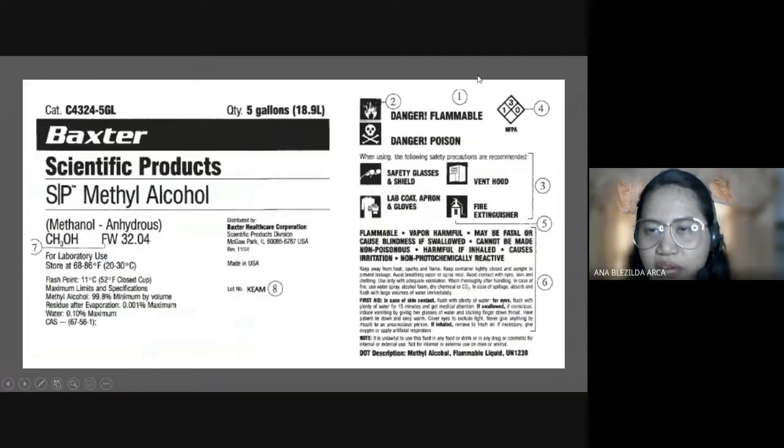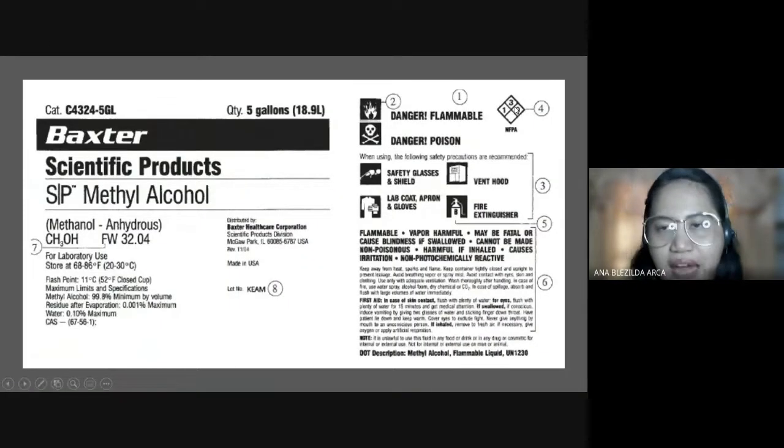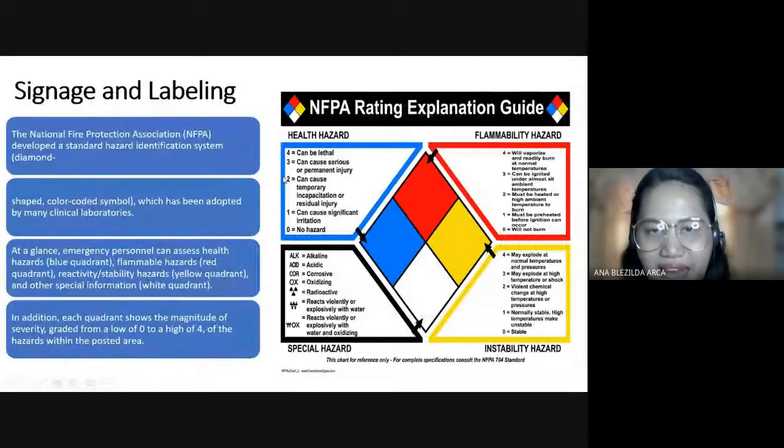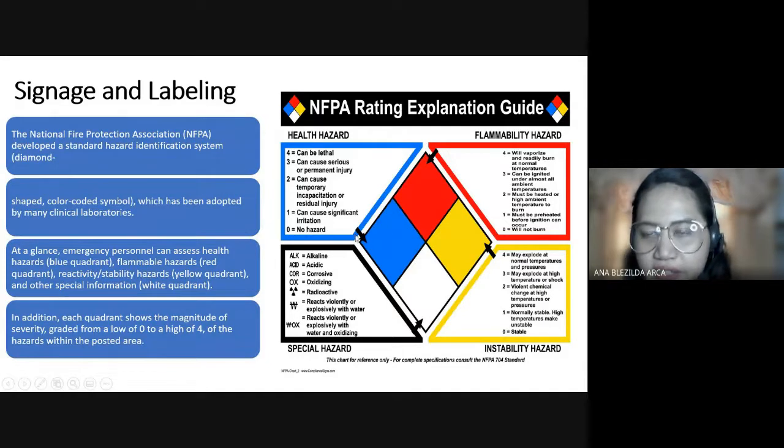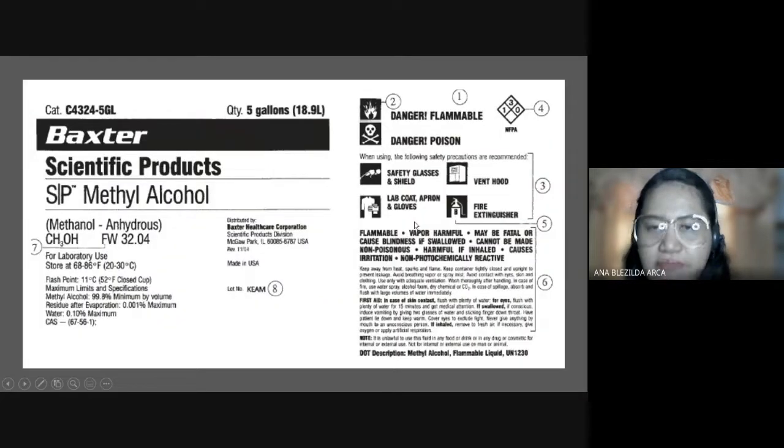So titingnan mo yung diamond, tapos may mga number dyan, and then ito yung ibig sabihin niya. Ito yung ibig sabihin ng mga numbers na yan. And then this will be your basis para malaman kung gaano ba ka-safe yung chemicals na yan. Besides that, kung titignan mo yung labeling class, kompleto siya, di ba? Meron pa siya mga label when it comes to danger or flammable, di ba?